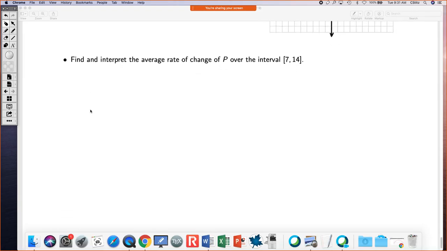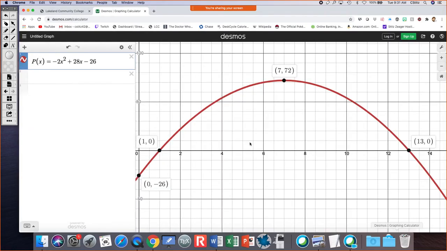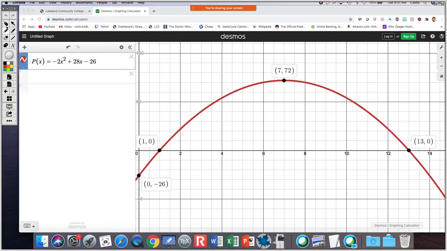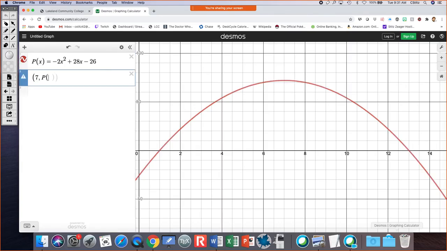Last but not least, it says to find and interpret the average rate of change over the interval from 7 to 14. Okay, so if we look at this, let's go back here. Let's remember what that is. Let's actually plot some points here. Let's plot 7, P of 7, and 14, P of 14.